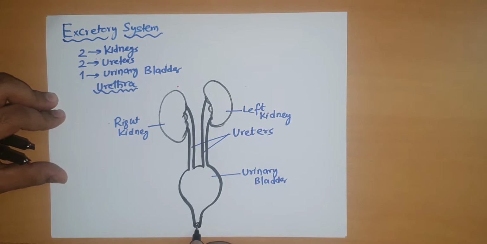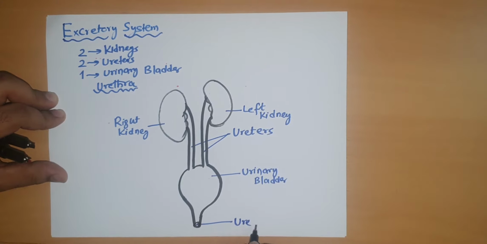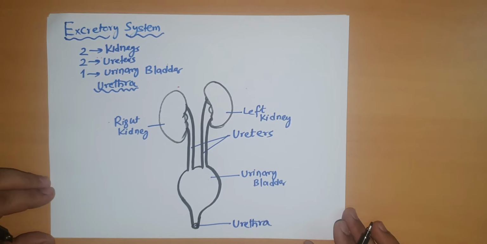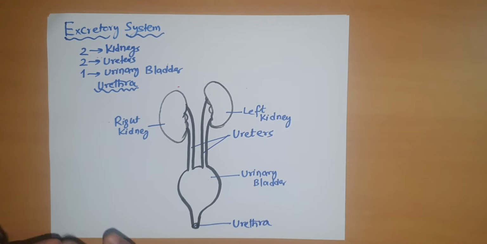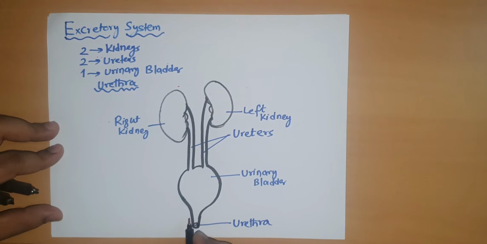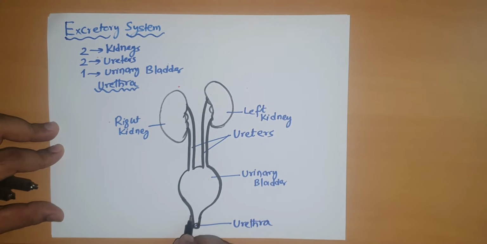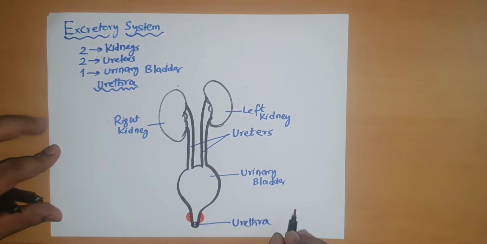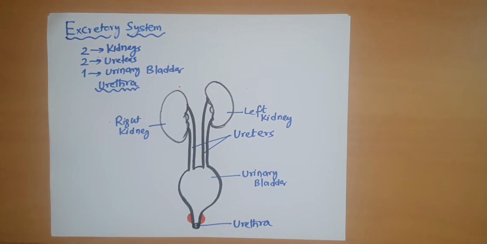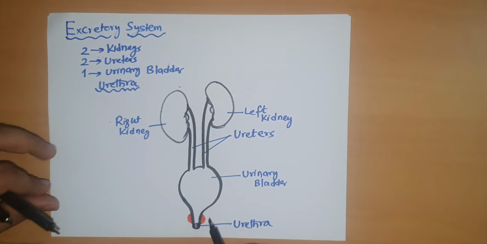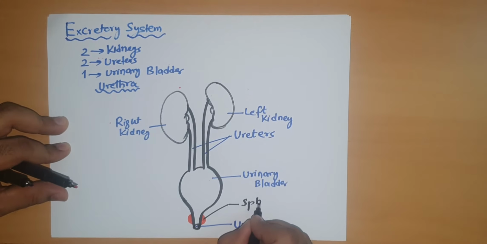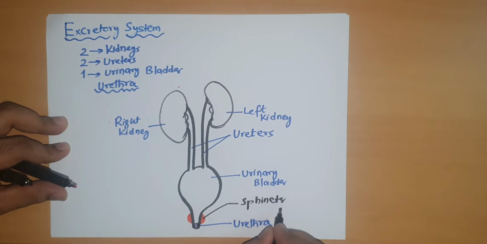The urinary bladder opens up into this tube, which is called the urethra. Now, at the base of the urinary bladder and at the junction of the urethra here, we have very important sphincter muscles. These sphincter muscles are not only present over here, they are present in different organs as well. These muscles are called sphincter muscles.